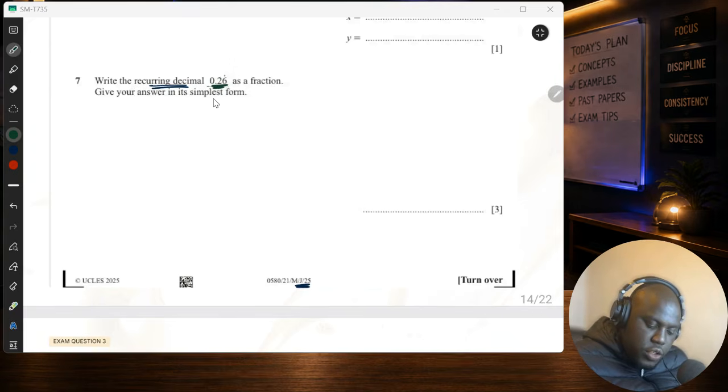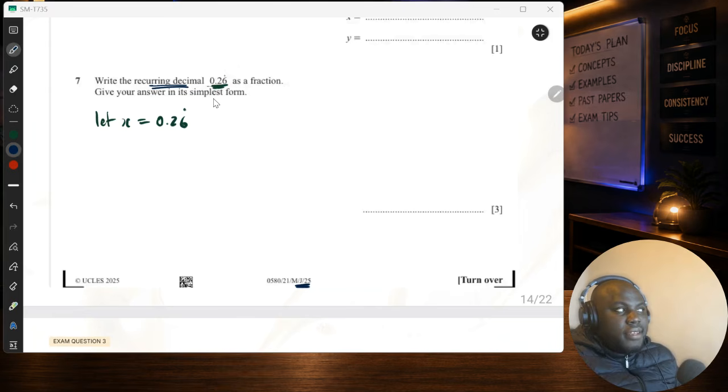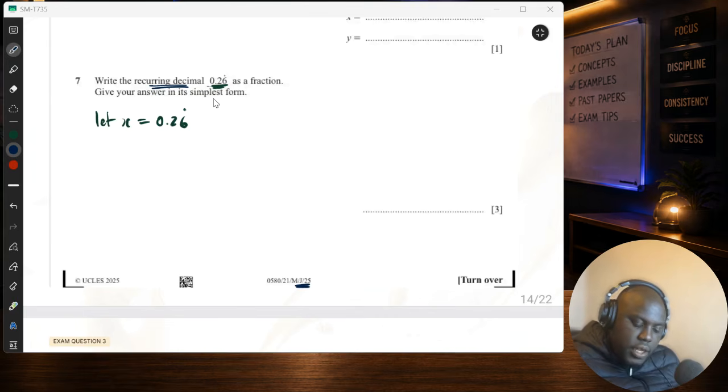Now, 0.26 recurring. Remember, we let x be that thing. So I don't want you to waste your time trying to remember my solution. You don't have to remember my solution. What you have to remember is the steps, right? You have to remember the steps. All right. So here we have 0.26 recurring. Remember, the step is to let x be that thing.